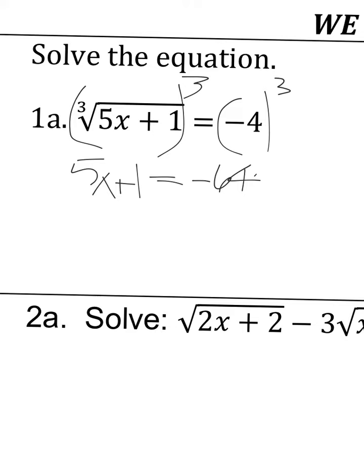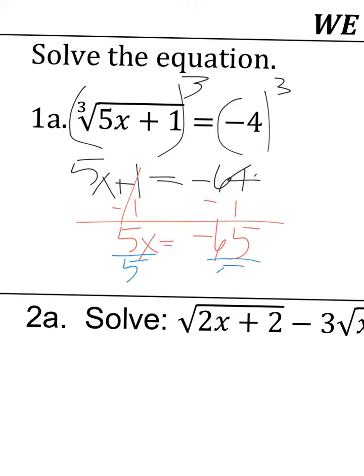So I can minus 1 over, that gives me negative 65. And then I have 5x equals that. So if I divide by 5, negative 65 divided by 5 is going to be negative 13. And that's the final answer.